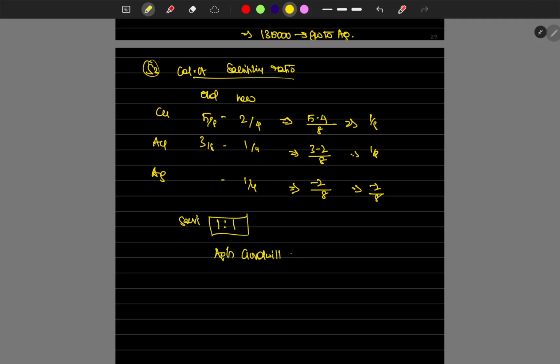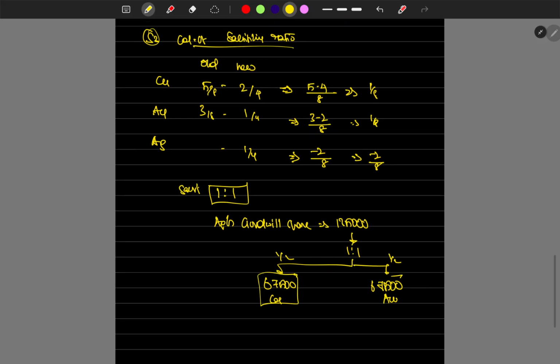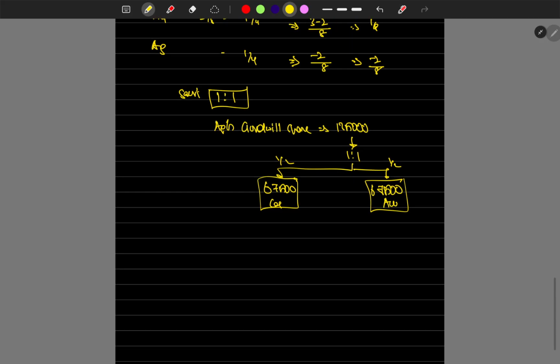So AG's goodwill share is 1,35,000. Divided in 1:1, that is 1/2, 1/2, which is 67,500 shared by CU and 67,500 shared by AU. Okay, right? Now we got the values.